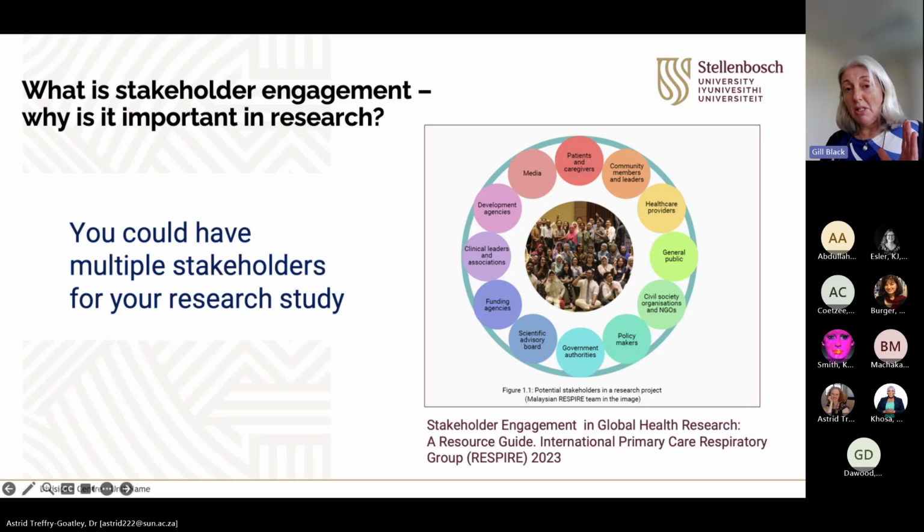And this is just a nice image showing a visual representation of stakeholders in a potential global health research study. So we have patients and caregivers, community members and leaders, healthcare providers, members of the general public, civil society organisations, and so on. So quite a broad representation of different types of stakeholders there.